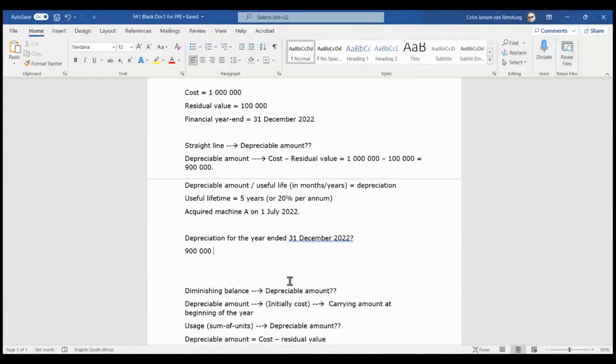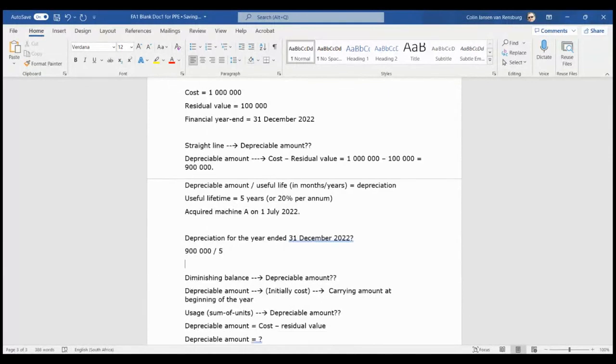At the end of the useful lifetime, we want it to have a carrying value of 100,000. Does that make sense? The cost was a million rands. At the end of the useful lifetime, we want a carrying amount of 100,000, which means how much do we have to depreciate over the 5 years? 900,000. You get the idea, right? So now we've got to divide that by 5 years to give us the annual depreciation.